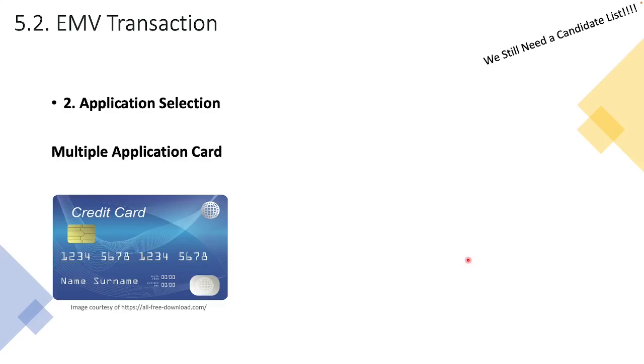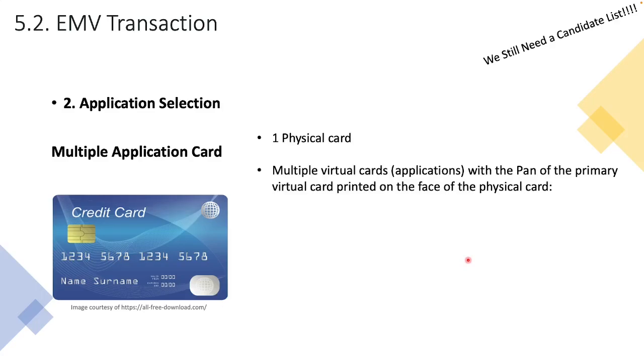The next scenario we need to look at is a multiple application card, or a multi-app card, as we refer to it. In this case, it's still one physical card, one physical piece of plastic that sits in your purse or in your wallet. However, within the chip, you'll find that there are multiple virtual cards or applications. Generally, of those multiple virtual cards, one of them will be designated as the primary card or primary application, and usually the PAN of this primary application is the PAN that gets written to the face of the physical card.